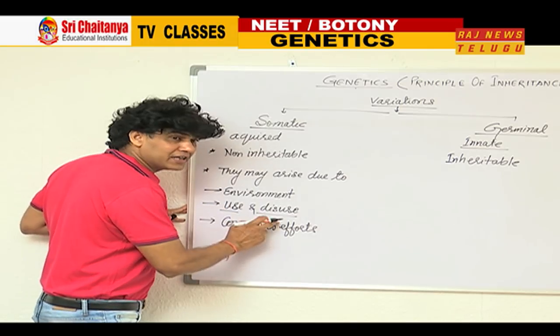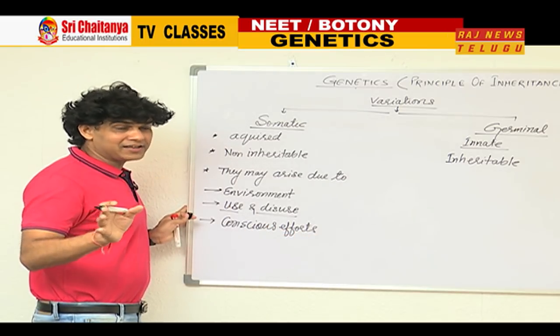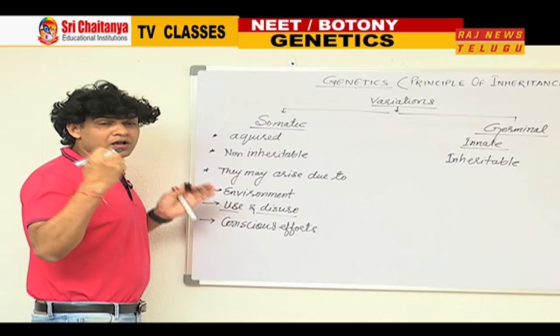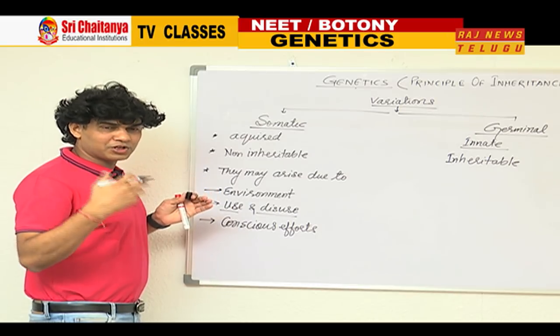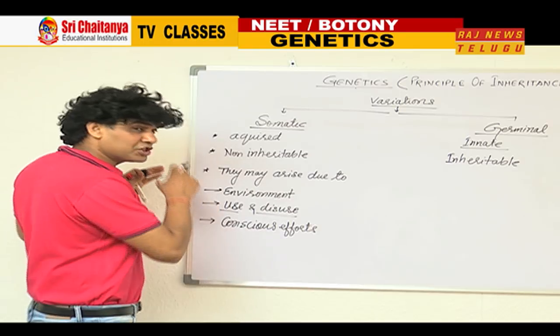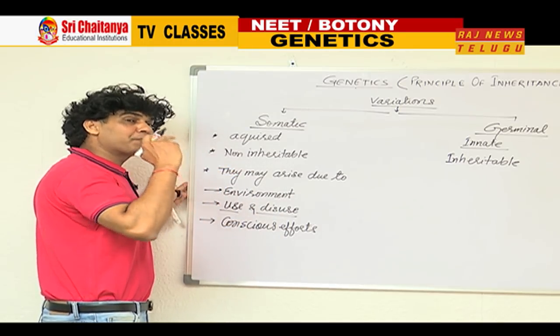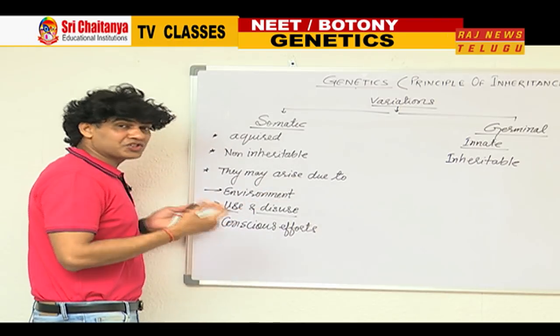Because of use and disuse, and it is also not inheritable, because it is not a guarantee that if someone has a muscular body, then their wards or their offspring would also have a muscular body. No, it is not necessary, because it is not an inheritable variation. It will not transmit from parent to progeny. Third is the conscious efforts.